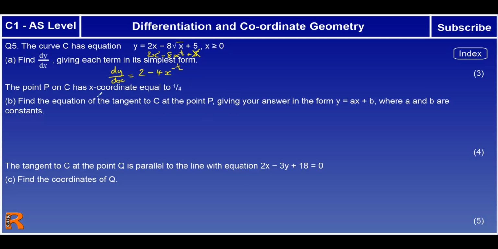We're told that the point P on C has an x coordinate equal to a quarter. Find the equation of the tangent to C at the point P. Give your answer in the form y equals ax plus b. So a little bit like the last question, but this time we're not doing the normal just yet. In fact, I don't think we're doing the normal at all. We're just doing the tangent. So we've got a curve.